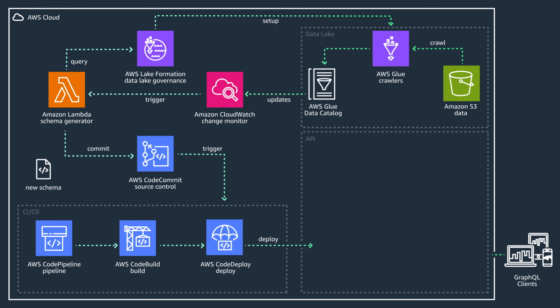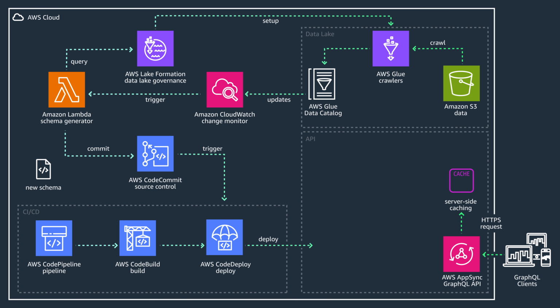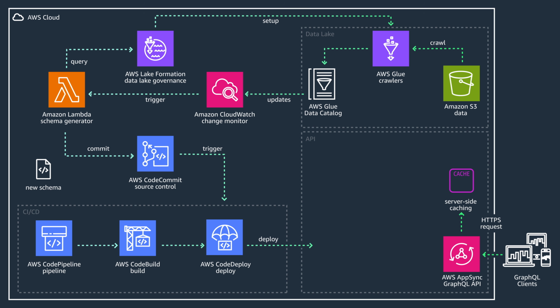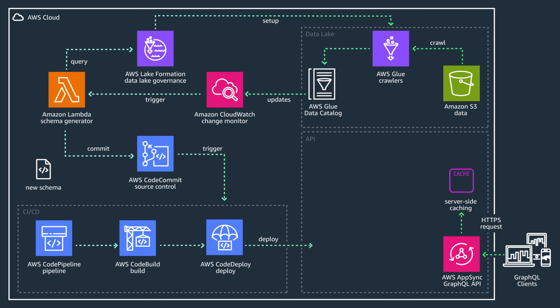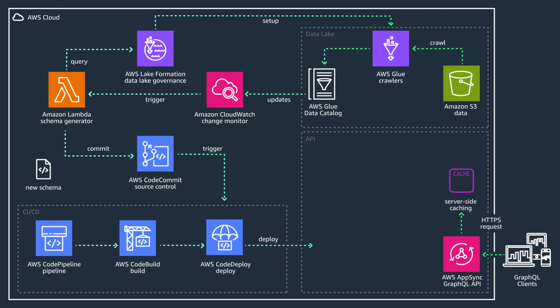With regards to the APIs, allow your GraphQL clients to securely invoke the external API over HTTPS with your chosen authentication mechanism. Activate AppSync server-side caching for better performance on frequently used requests.